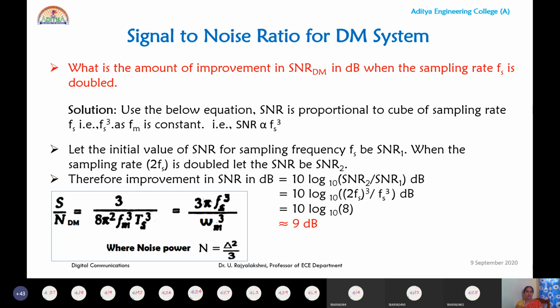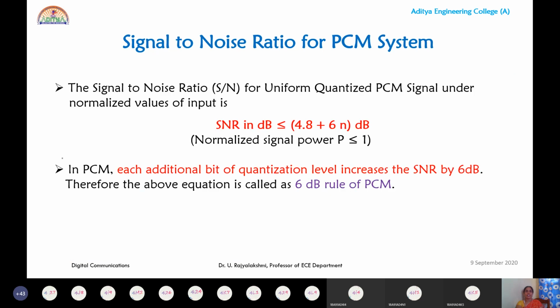Now let us move to the next slide. You can see SNR for PCM. What is the SNR equation in dB for PCM? If you take the normalized power P as less than or equal to 1, we calculated it as less than or equal to 4.8 plus 6n.